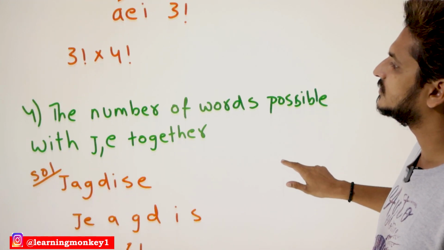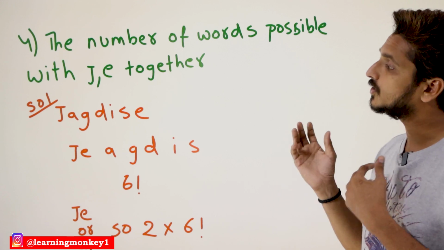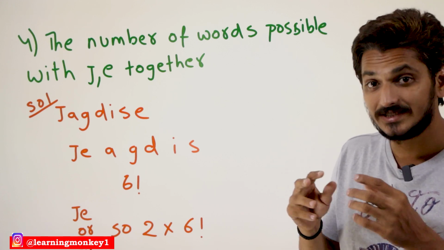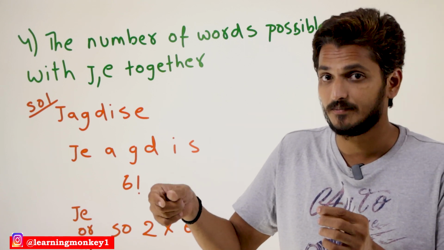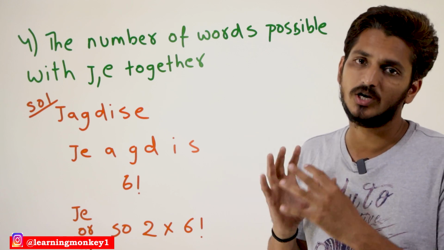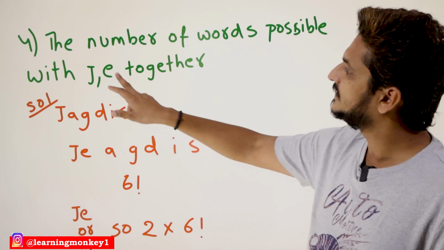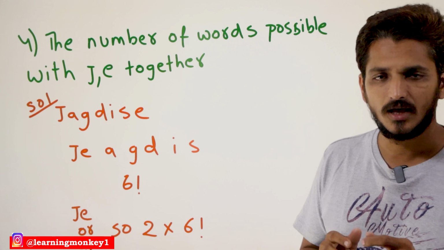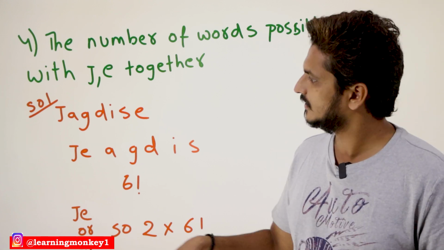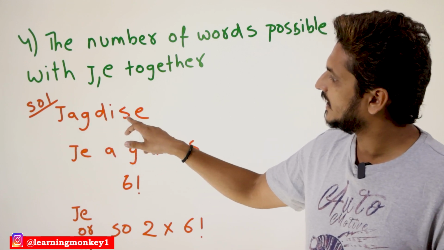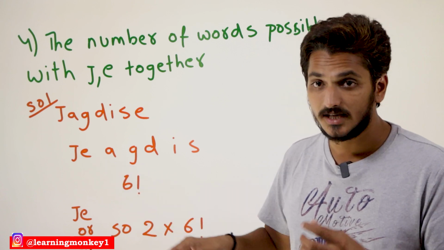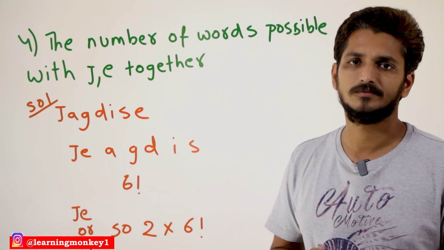Now coming to the next question: the number of words possible with J, E together. This is similar to our previous class examples, but there is a slight change. That's why we have chosen this example. J, E should be together means you have to combine J, E as a single element. J, A, G, D, I, S, E. In this, J, E is considered as a single element.